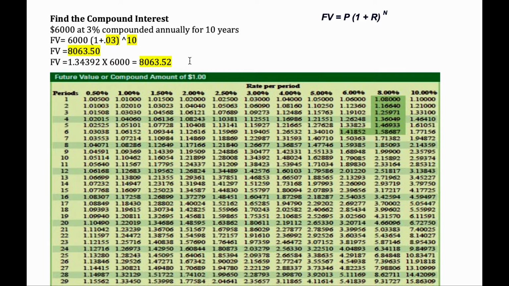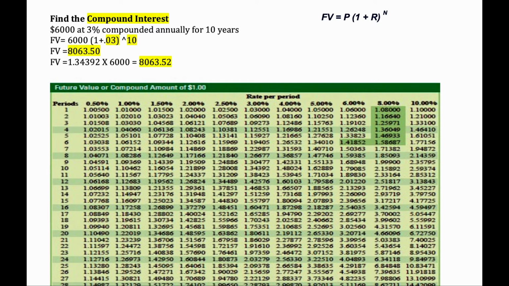Now the idea here is to find compound interest. If you started off with 6,000 and you ended up with 8,063.52, the difference is the interest earned. Hence compound interest equals 2,063.52.